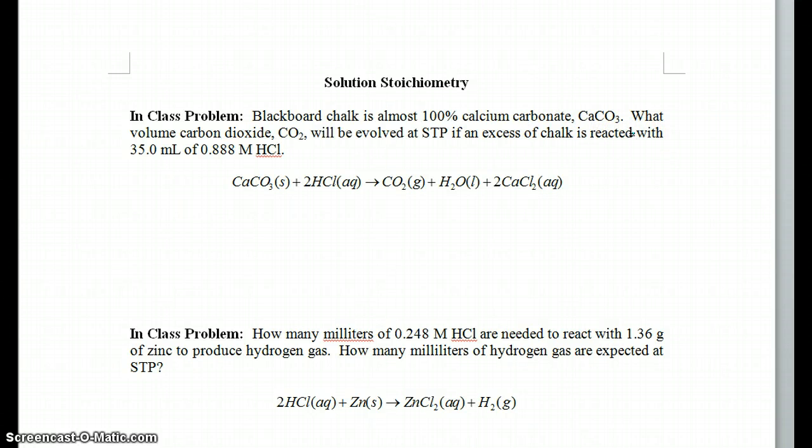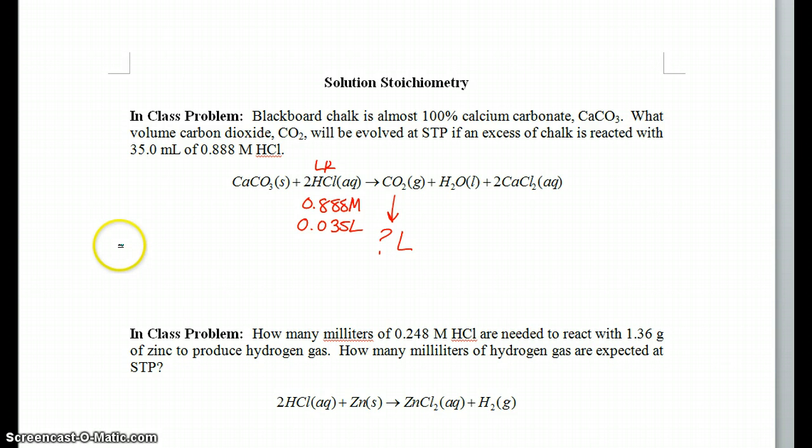Okay, so this reads: blackboard chalk is about 100% calcium carbonate. What volume of carbon dioxide will be evolved at STP if an excess of chalk is reacted? So if the chalk is in excess and the hydrochloric acid is your limiting reagent, then that's good because they're giving us information about the hydrochloric acid. So we have 0.888 molar hydrochloric acid, and I'm going to convert the milliliters into liters. This is 0.035 liters of my hydrochloric acid.